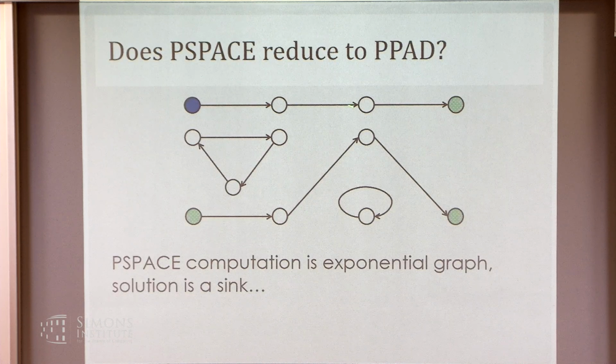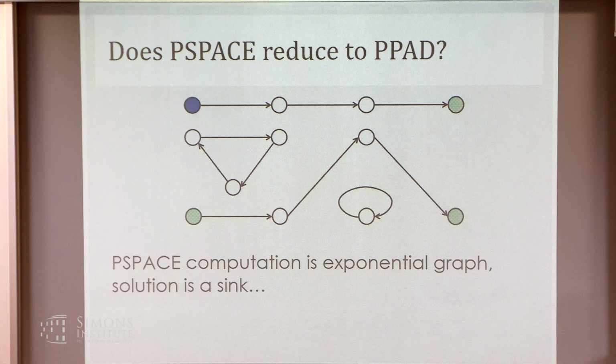So first, when we talk about PPAD, we have this problem. We're given an exponential graph. We have a source, and we want to find a sink. The first question, when I think about this as a complexity theoretician, is that PSPACE problems have a similar structure. We can think of any polynomial space computation as being represented by a graph, where each node is a possible configuration of the Turing machine. If it's a polynomial space Turing machine, then there's an exponential number of nodes in the graph. We have the starting point of the computation, and we want to find the end point of the computation.